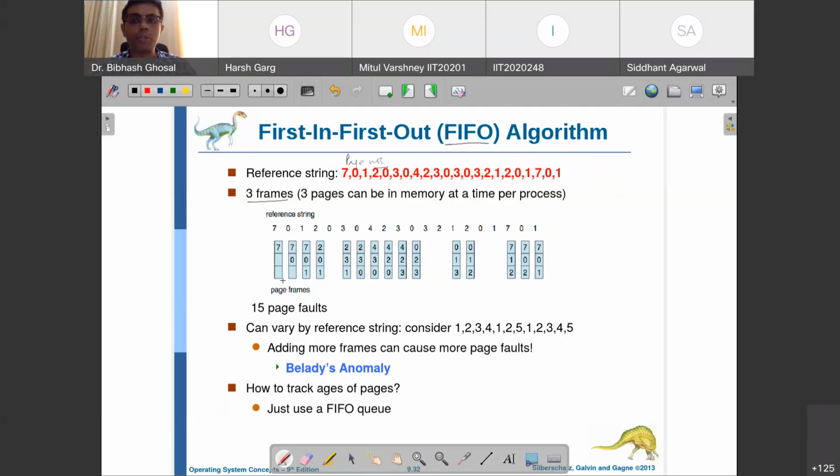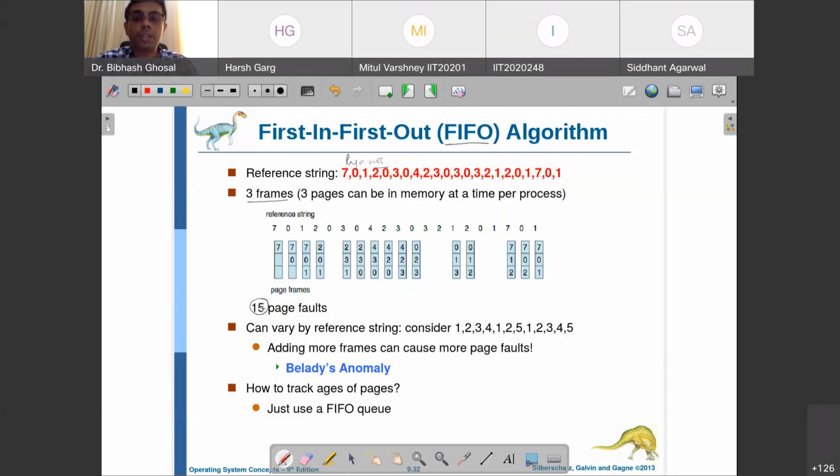We start with an absolutely blank physical memory. So initially we have a fault, and you are measuring how many faults you are getting finally to allocate each one of them. You see that you have 15 faults. And by the rule, we know that if we could have more frames, we could have reduced the number of faults.